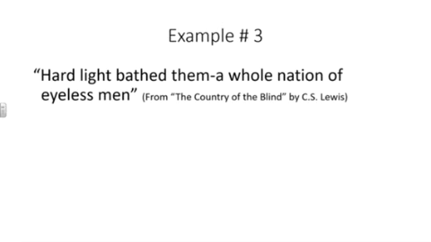So let's look at another example. It says, "Hard light bathed them, a whole nation of eyeless men." Let's ask ourselves the questions. Question 1. Is there a comparison here between 2 objects? Well, yes, it says a hard light bathed them. Bathed here describes something besides light. There is a comparison. You can ask question number 2 first. Is one object being turned into another? And yes, if hard light is bathing people, that nation of eyeless men, then hard light is being described as water. It's being turned into water. So that is a metaphor.